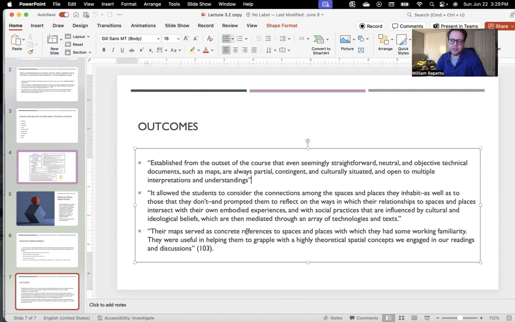But as you do your assignment, think about how you are connected to your spaces and places. Is it usually mediated through technology or texts? I mentioned texting someone to meet you somewhere or using a technology like Google Maps. How do these fill in how we think about spaces, and really lean into, in your reflections, those cultural, ideological, or social ways that I highlighted earlier as central to the article. And lastly, their maps, meaning the students in her course, served as concrete references to spaces and places with which they had some working familiarity. They were useful in helping them grapple with highly theoretical spatial concepts we engaged in our readings and discussions.